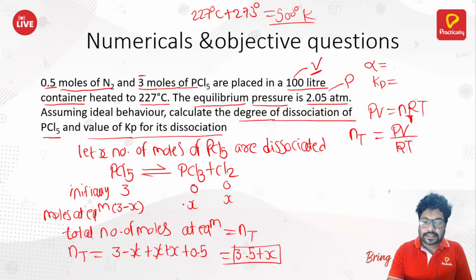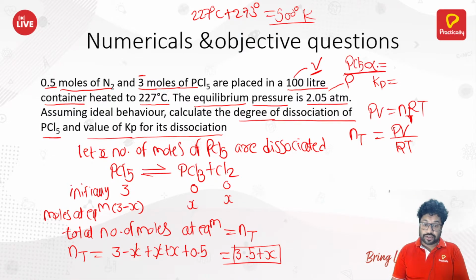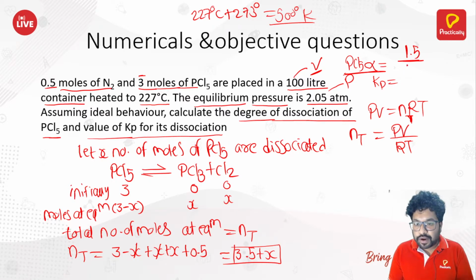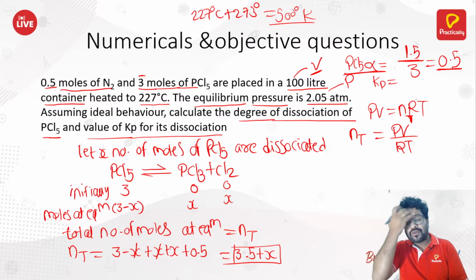Now what they have asked is the degree of dissociation for PCl5. Alpha for PCl5, how much it has dissociated? That means X. What is X? X was equal to 1.5. And how many moles did we take of PCl5? 3. So 1.5 divided by 3 is equal to 0.5. So 0.5 is the degree of dissociation for your PCl5. Okay.